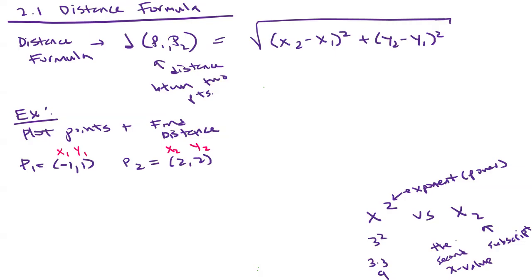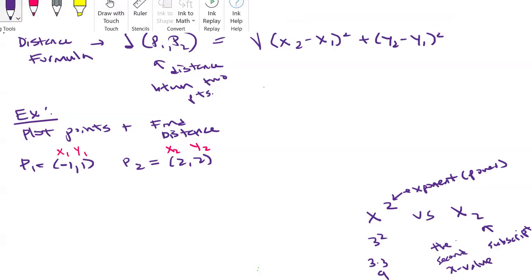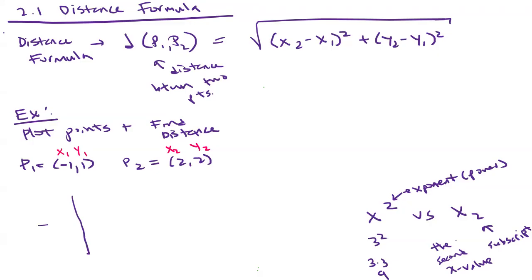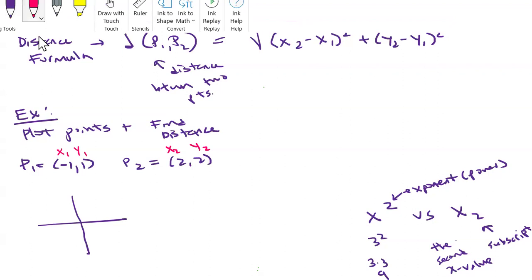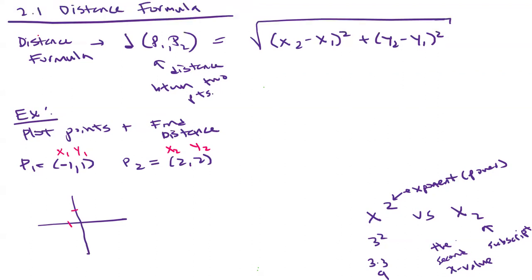So here what we want to do is plot the points and find the distance. So let's plot that real quick. I have negative 1, 1. So negative 1, 1. All right, there's my P1. And then I have 2, 2. So 1, 2, and up here. All right, so here's P2. What they want us to do is find the length, the distance between those 2 points. So there's P1, there's P2.